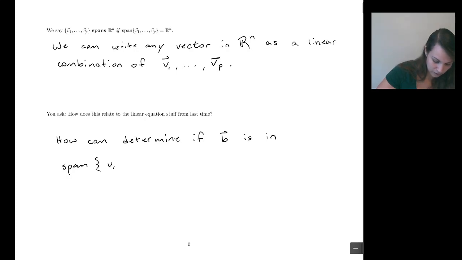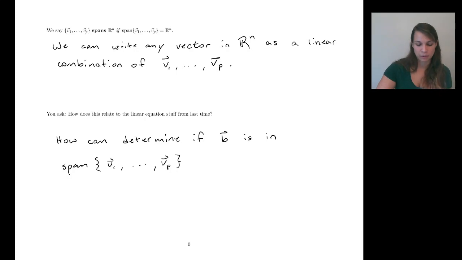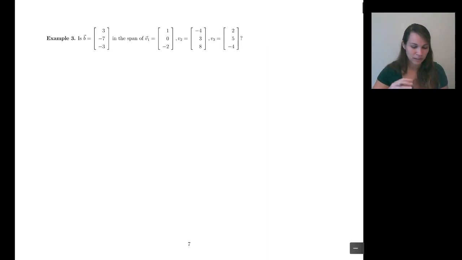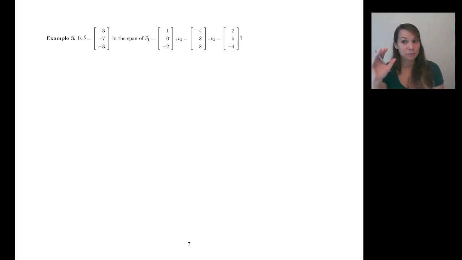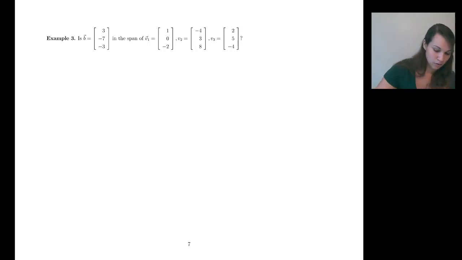So we've talked about what the span might look like for a couple of cases, but if I handed you a vector, could you tell me if it was in the span? The answer is yes, with a little bit of prompting from me. Let's go off with an actual example. We want to know if this B here is in the span of these three vectors. So let's think about what that means. What are they trying to ask us? They want to know if it's in the span, that means there's a linear combination that's going to be equal to B. So let's write out what a linear combination is going to look like.